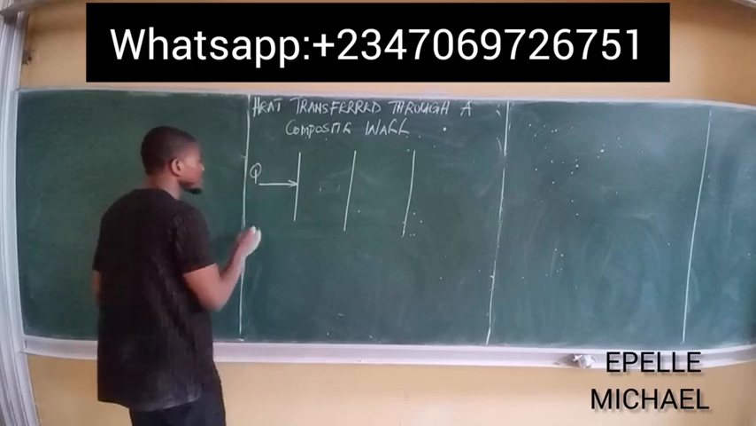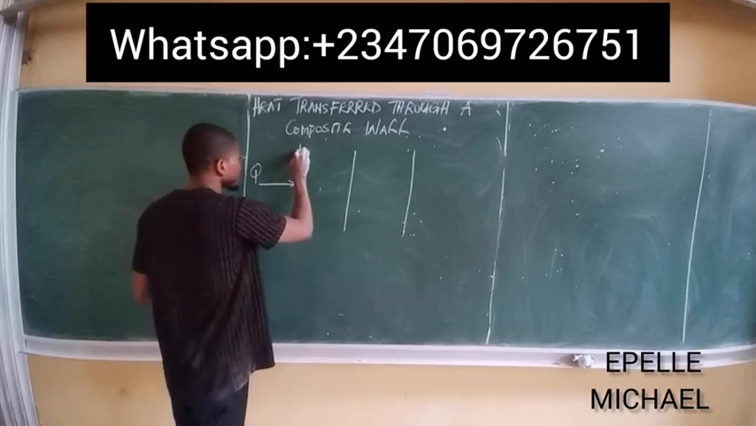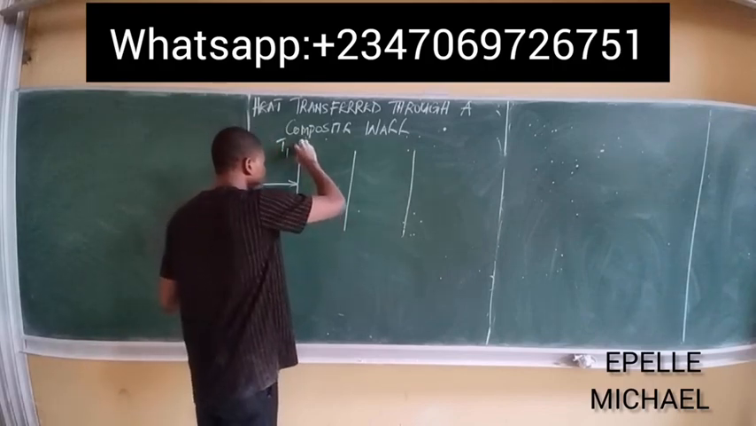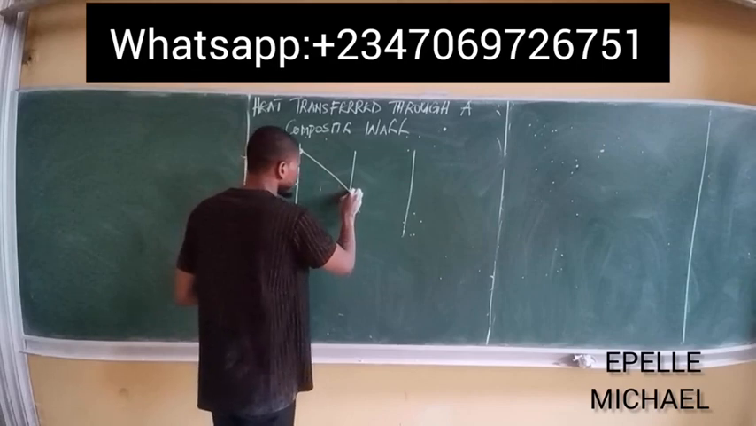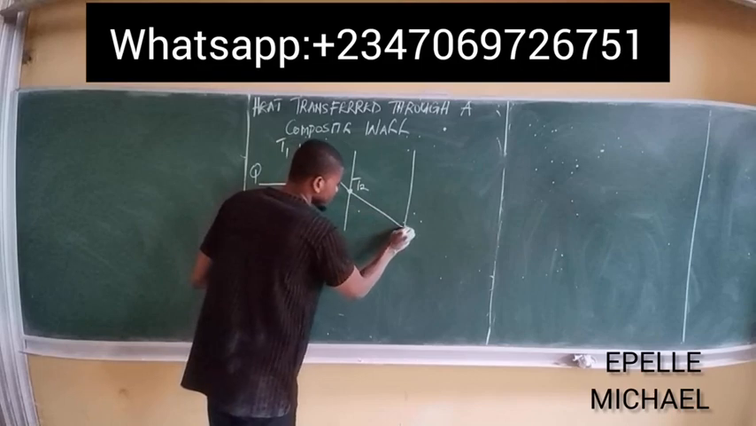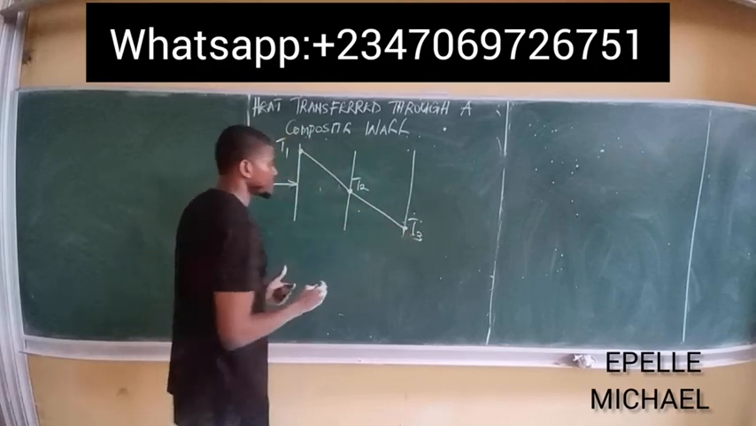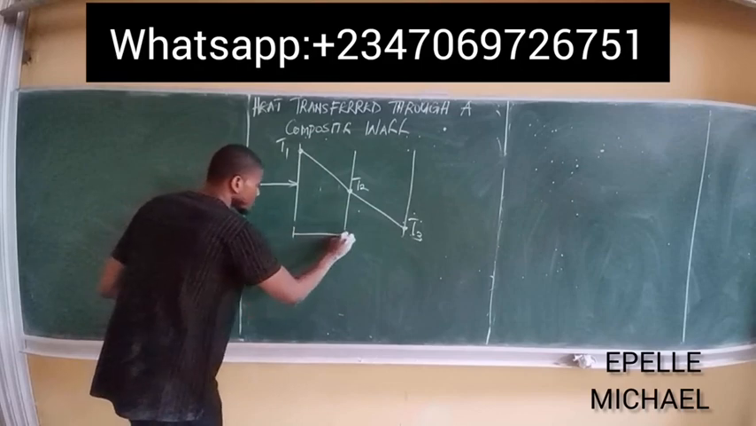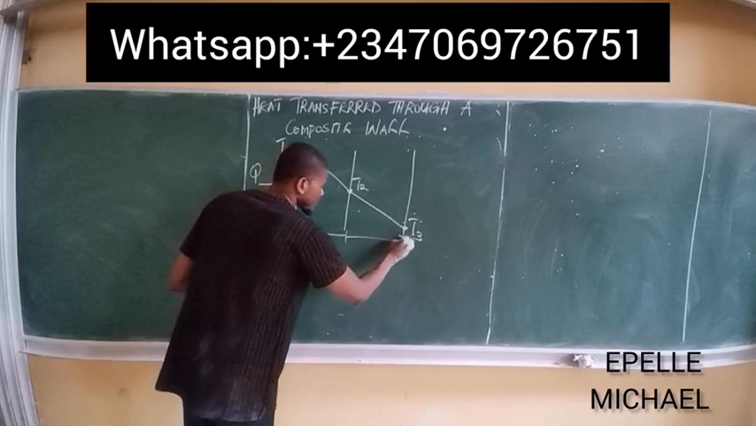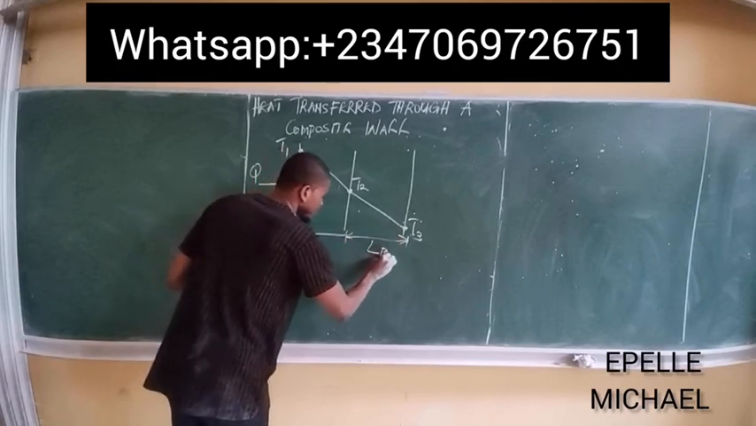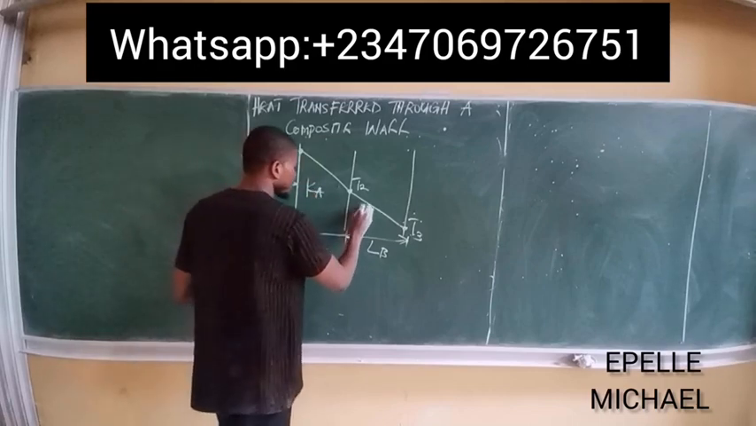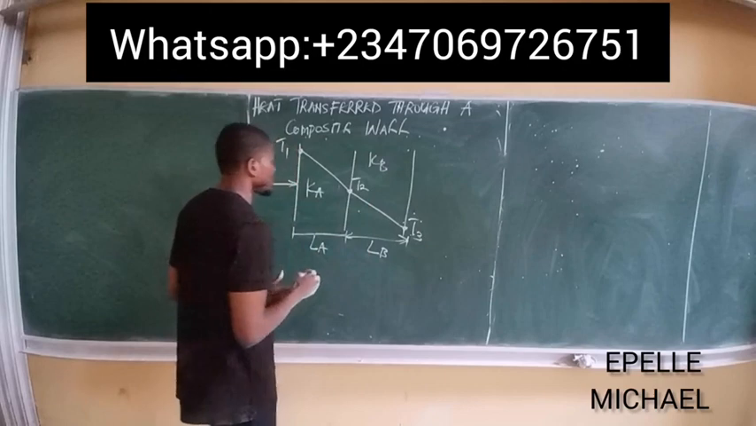Call this heat Q. Of course the first temperature here is T1, and this heat is being transferred from this wall to this wall at a temperature, call this temperature T2, and finally to this wall at a temperature, call this temperature T3. Let the length of the first wall be LA and the length of the second wall be LB. Let the thermal conductivity here be Ka, and the thermal conductivity of this wall be Kb.